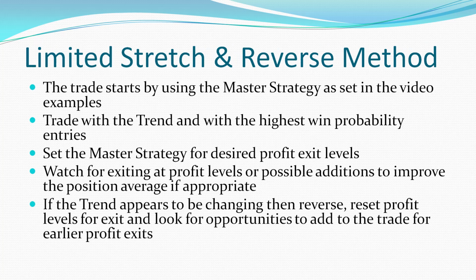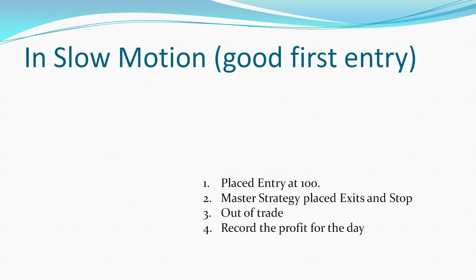All right, but if the trend appears to be changing, right, we just don't have confidence that it's going to bounce right in our direction, and it appears that the trend is going in the other direction, then we will pick the point to reverse. When we reverse, we have to reset the profit levels for our exit, and then also look for opportunities to add to the trade in that particular direction, right, for earlier profit exits. All right, so that's kind of the strategy in words, and let's go through the mechanics of what that would look like, and you can see it in real time as well on the video.